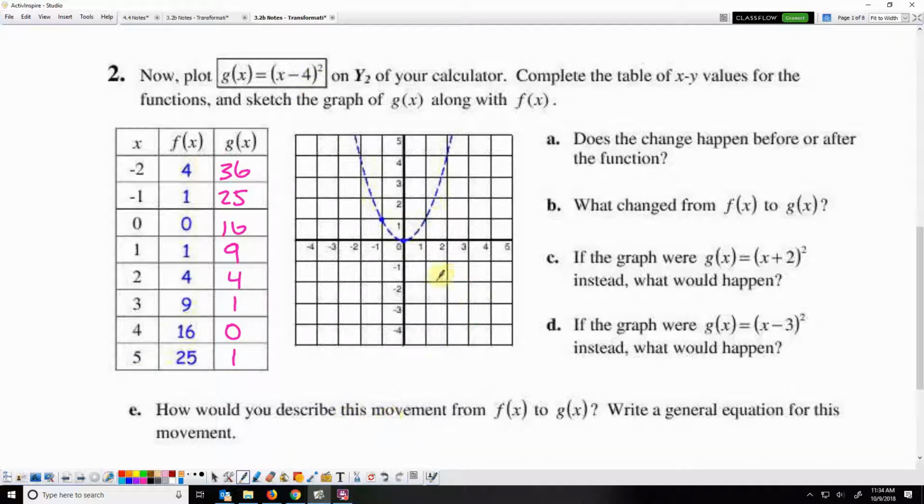Okay, so we're going to plot on here what will actually fit. I think that's pretty much from here down. So we've got the point 2, 4, 3, 1, 4, 0, and 5, 1.